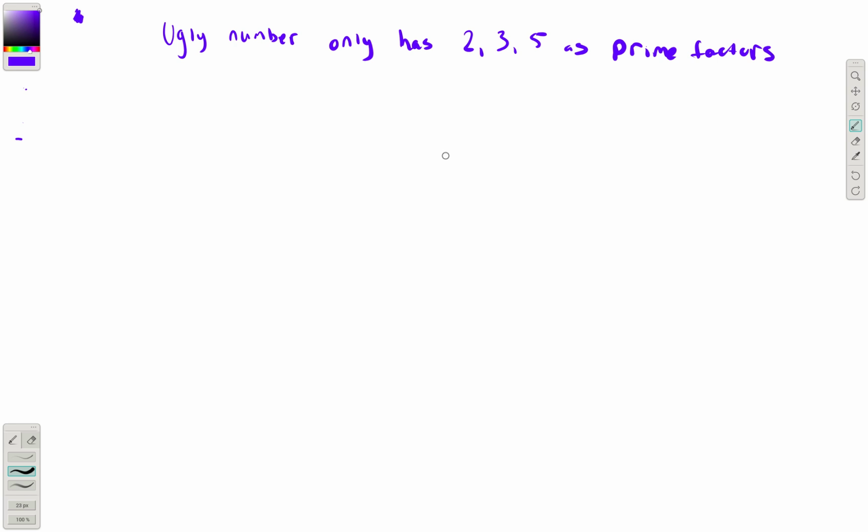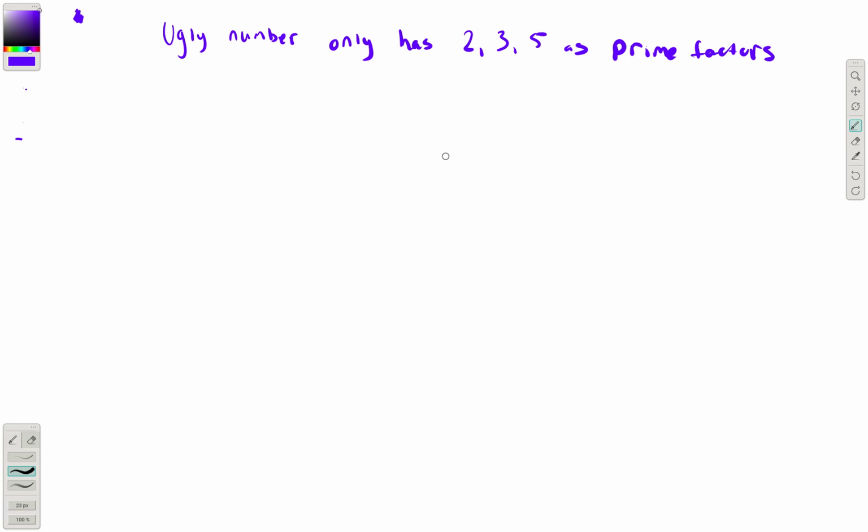Okay, anyway, an ugly number is a number whose only prime factors are 2, 3, and 5. So that's how you define an ugly number. It only has 2, 3, and 5 as prime factors. So this is going to be a little mathy, and then ugly number 2 is substantially harder.